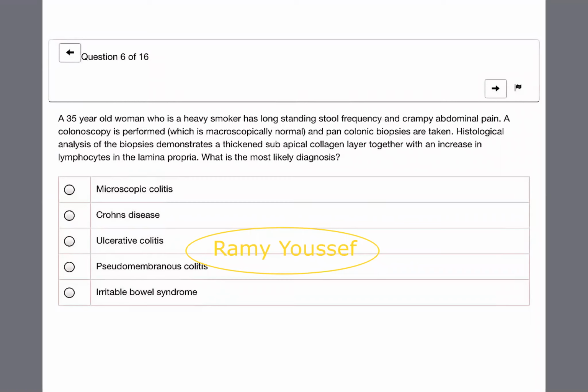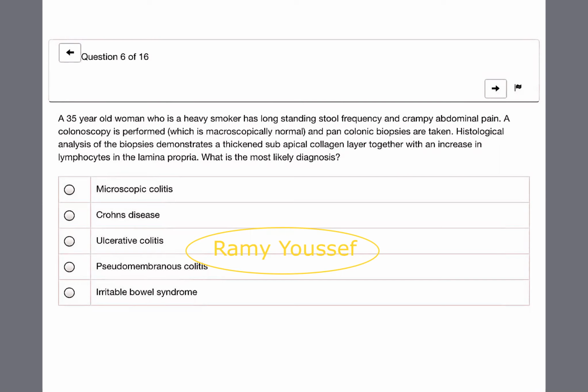I don't know. Yes, it is microscopic colitis. Exactly. Even I don't know, and I didn't see this question, by the way, in the last 2 or 3 years of recalls. Maybe an old question, but we can go with diagnosis by exclusion.